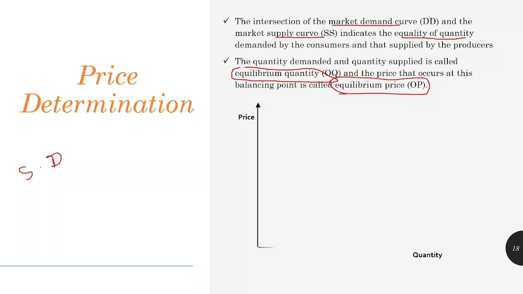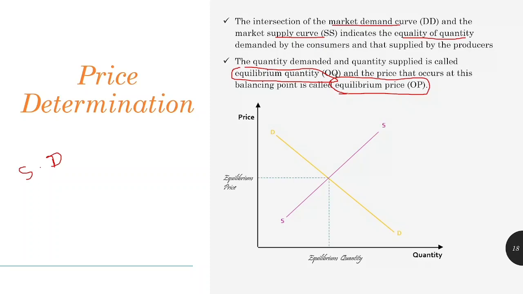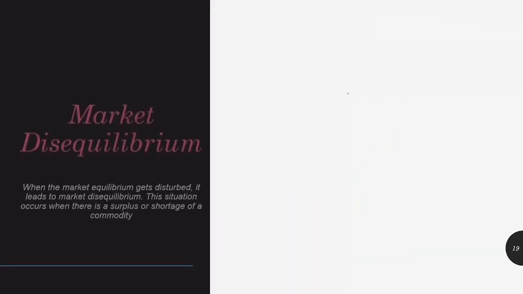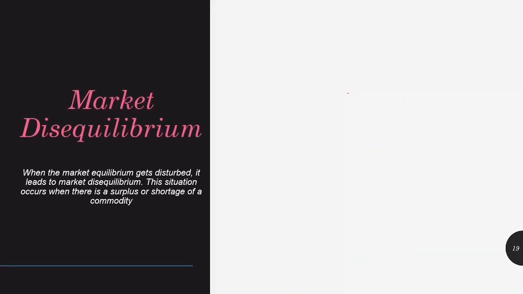Okay, and then we talked about equilibrium price. But does equilibrium exist always? No, it doesn't. So we will discuss market disequilibrium. When the equilibrium gets disturbed, it leads to market disequilibrium. This situation occurs when there is a surplus or shortage of a commodity. So we know what the equilibrium quantity is, but sometimes there is an excess of goods in supply in the market, or sometimes there is a shortage, right? So this causes market disequilibrium.